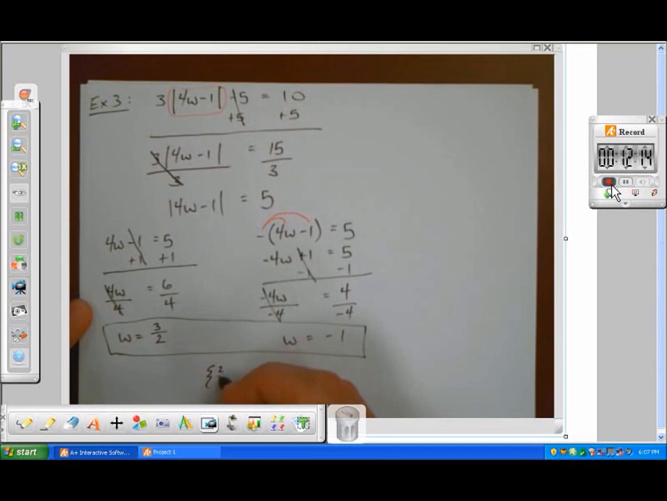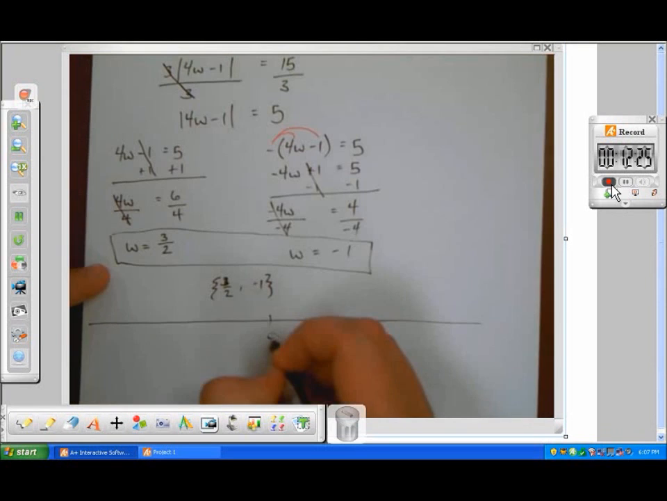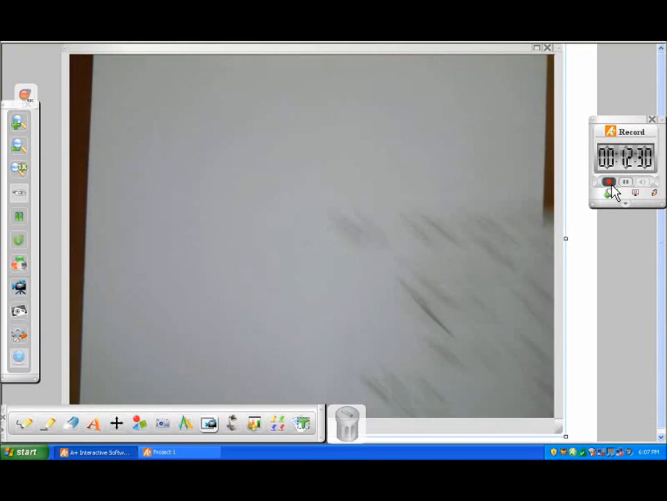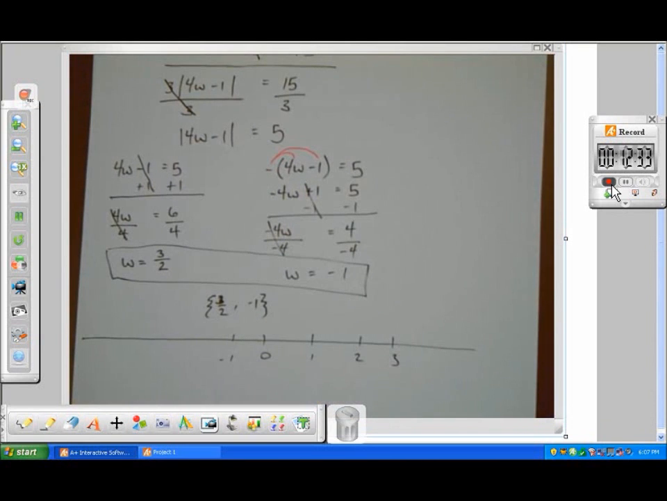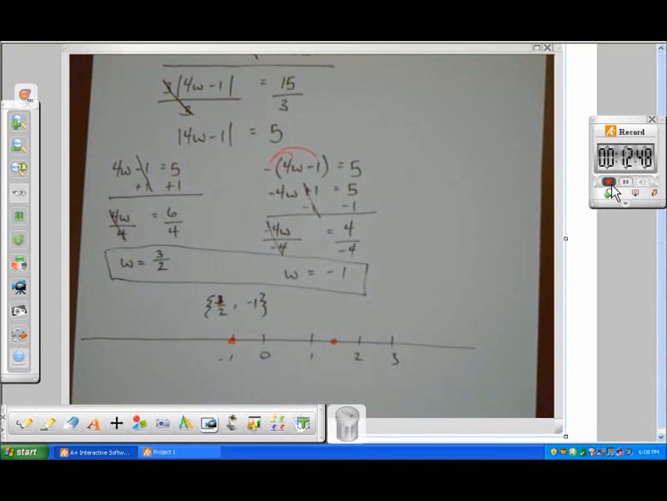The second way is using our squiggly braces. 3 over 2, comma negative 1. And the final way is using a number line. The 2 dots are going to go at negative 1 and 3 halves. 3 halves is also 1.5, and 1.5 is in between 1 and 2. So I'm going to put the red dot in between 1 and 2 like that. And so that's the way to write it using the number line.